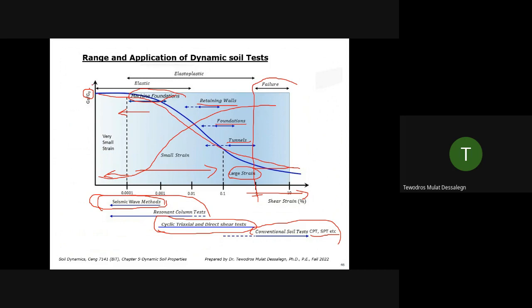So this is just general, what the tests are and what strain value they provide. For example, you're not allowed to use a shear modulus obtained from a CPT or SCPT test for a machine foundation design. Machine foundation design requires a small strain. Those values should come from either seismic wave methods or the resonant column test, or in some cases from cyclic triaxial and direct shear tests. So depending on where you are in the chart, you can see what is applicable and what the strain level is.